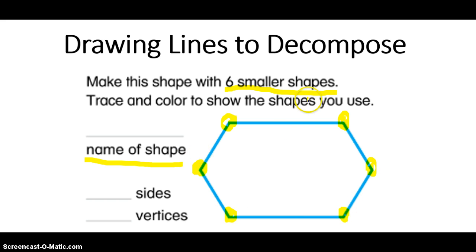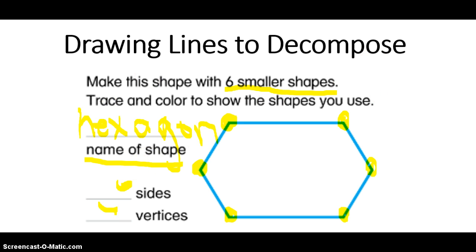Boys and girls, do you remember if it has 6 sides what that shape would be called? If you're thinking hexagon, then you are correct. And my hexagon has 6 sides and 6 vertices.